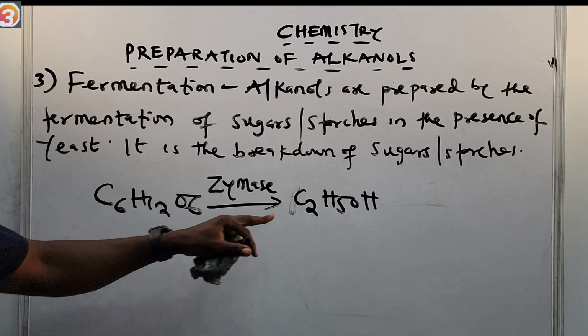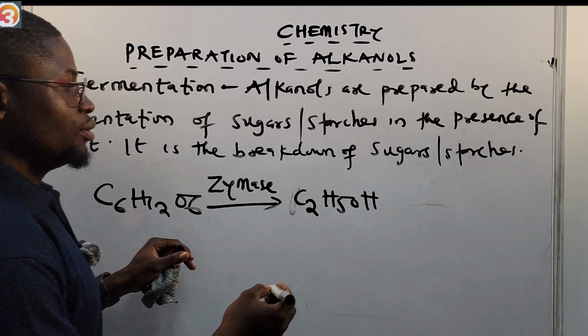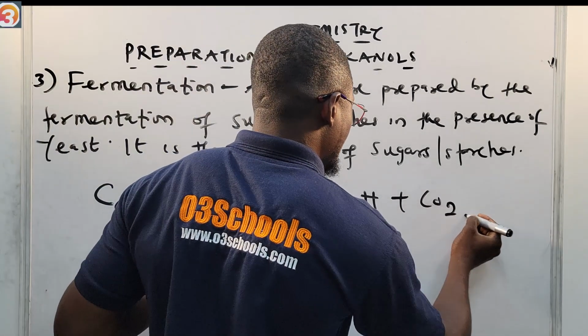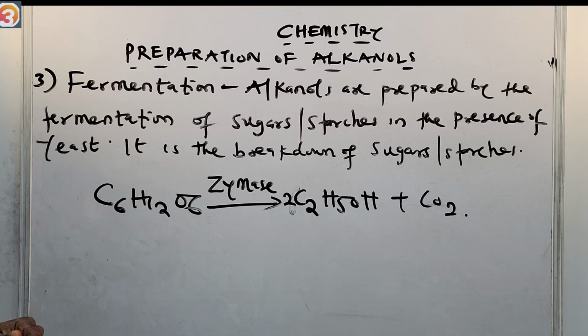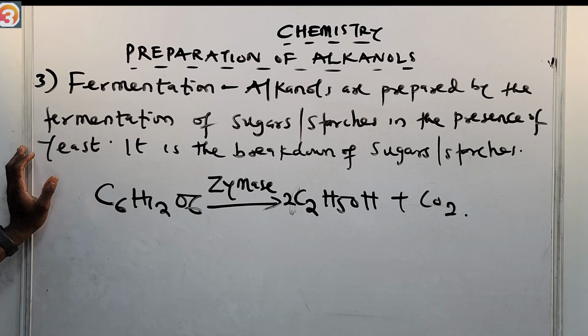because if you check very well, our reaction will not be balanced. So it also gives us what? CO2 as a product. We can balance this reaction like this. All right, so this is fermentation.